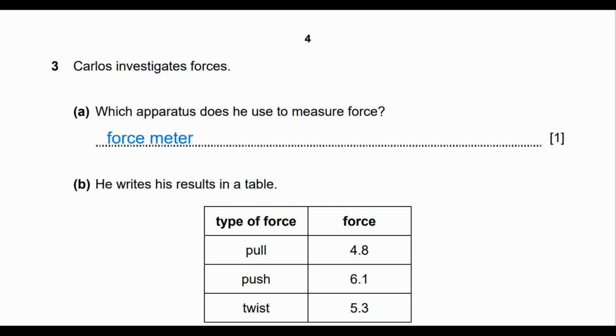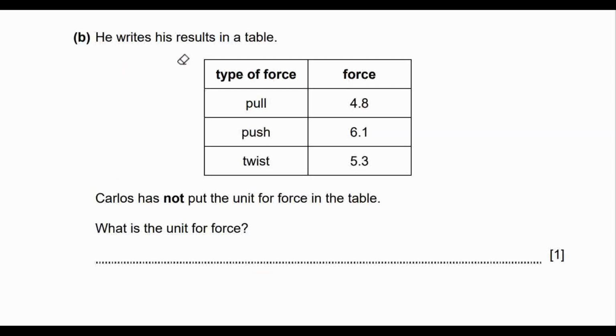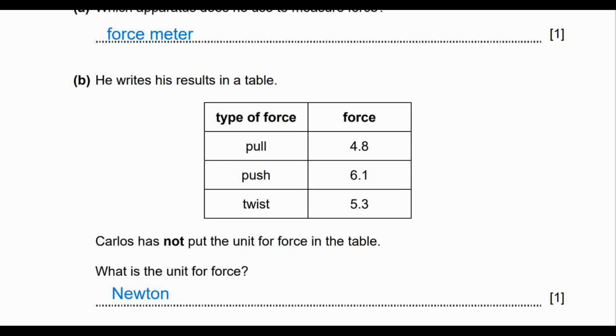Question B. He writes his results in a table. Type of force: pull, push, twist. Force: 4.8, 6.1, 5.3. Carlos has not put the unit for force in the table. What is the unit for force? The unit for force is Newton. So this will be our answer, Newton.